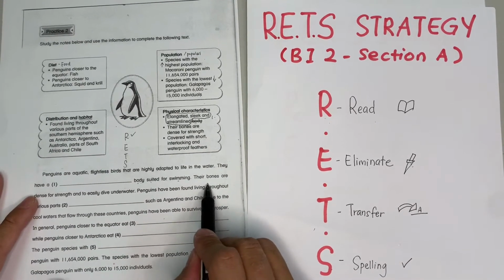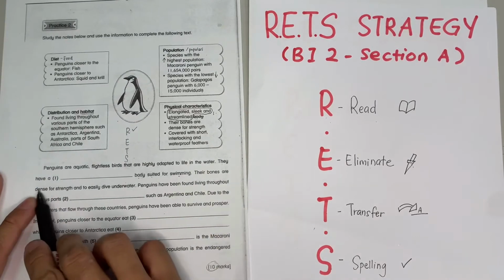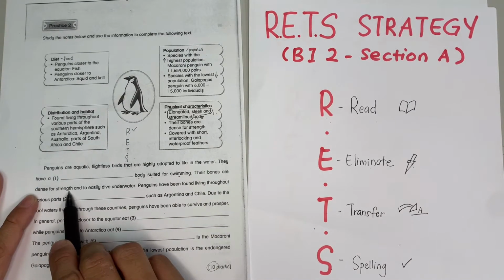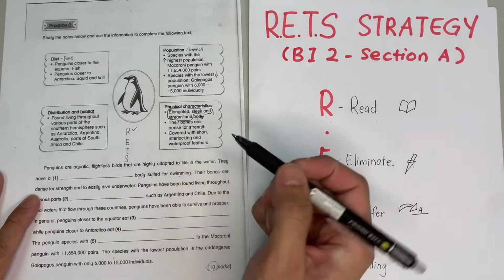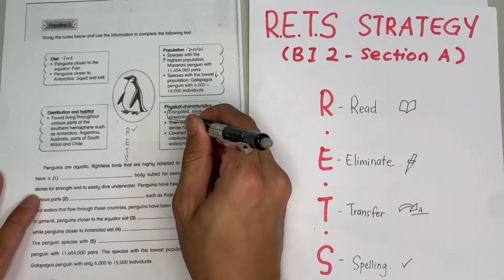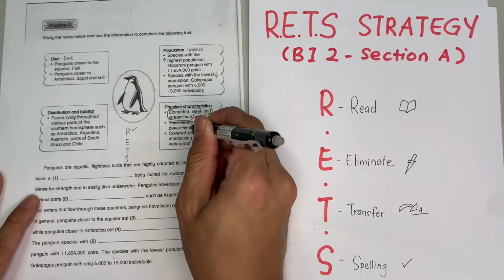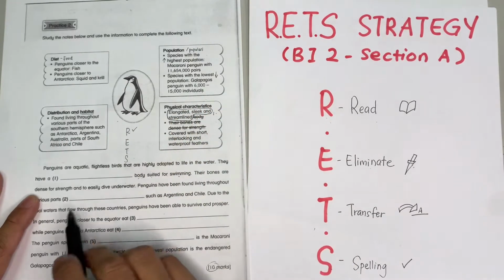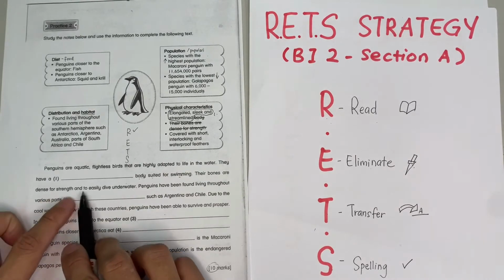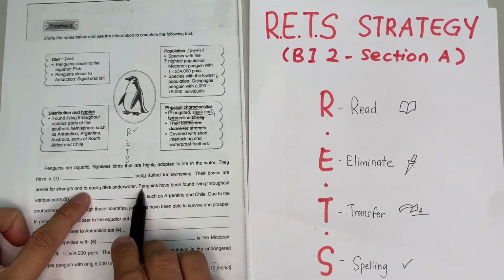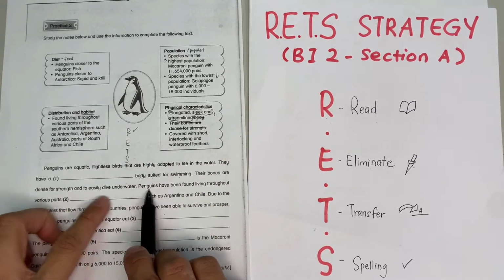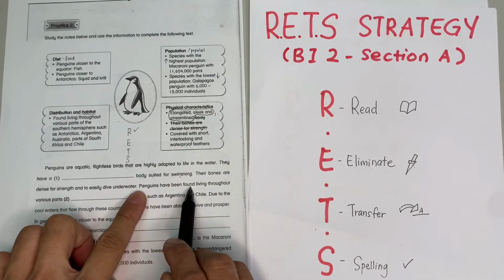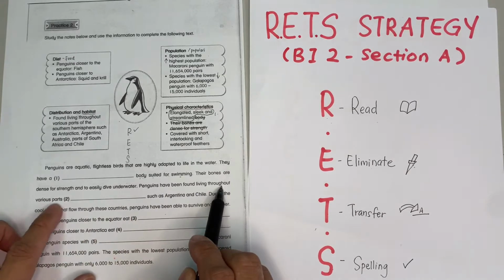Next, their bones are dense for strength. Was this mentioned? Yes, their bones are dense for strength, so please eliminate it because this is definitely not the answer. And to easily dive underwater. To easily dive underwater? No. Okay, it's not mentioned.